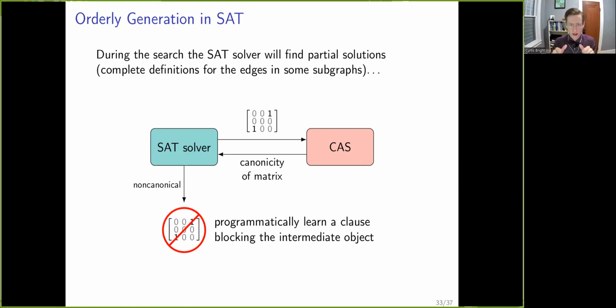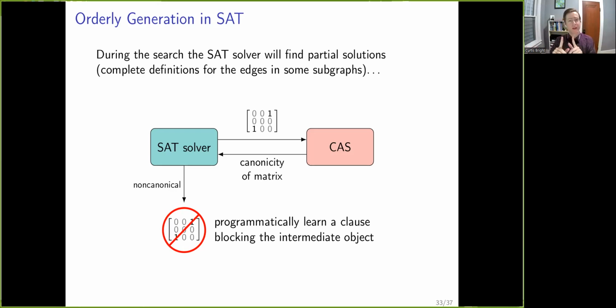We saw that this is a matrix that's not canonical, because the one should be in the second entry if this is, because that's isomorphic and also lex greater. So this is not canonical. And so then we learn a blocking clause, which is going to immediately just remove this object from the search tree. So again, it's the same process.